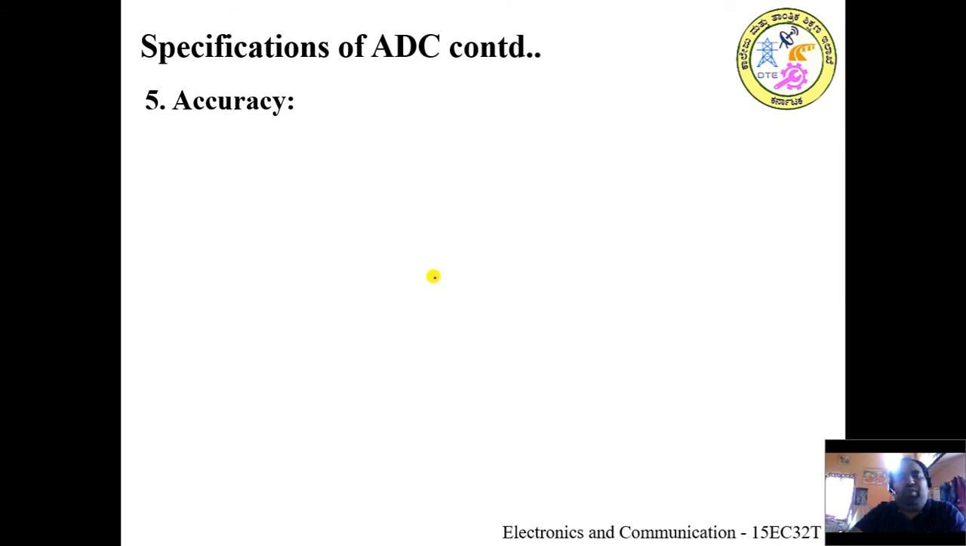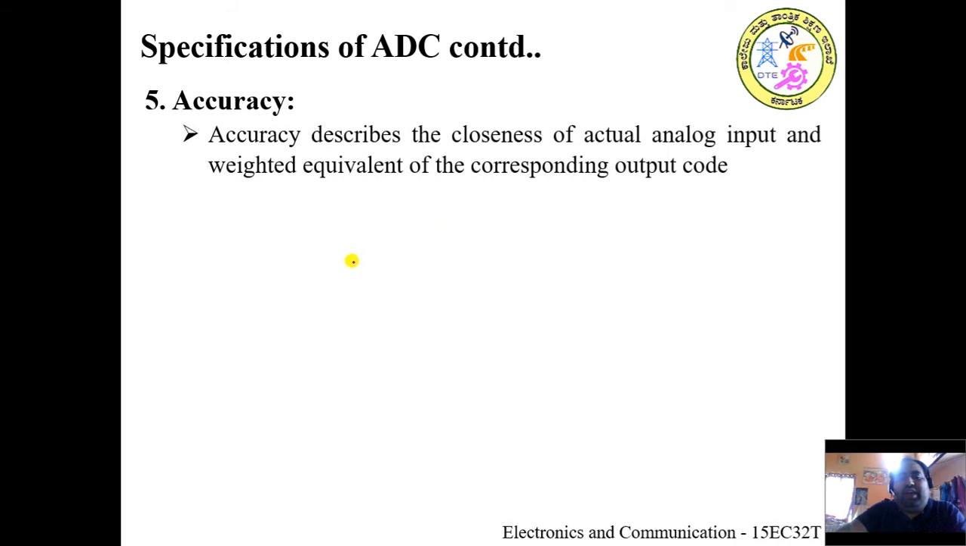Next, another important specification of ADC is accuracy. The accuracy describes the closeness of actual analog input and the weighted equivalent of the corresponding output code.